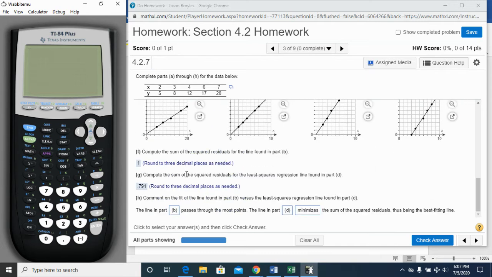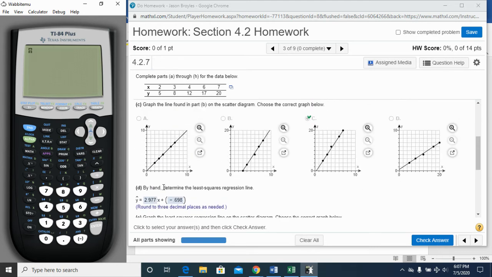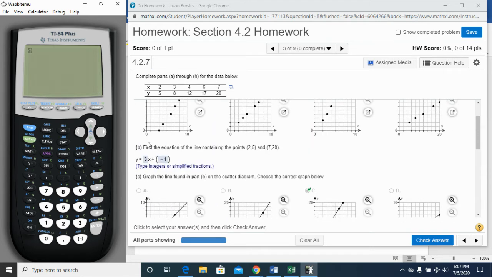So for part F right here, it wants me to calculate the sum of the squared residuals for the line that we found in part B. So that's this one. So again, the observed values are the y values. The predicted values, I'm going to take this equation, this 3x minus 1, and for the x, I'm going to plug in these x values. I'm going to plug in 2, and then 3, and then 4. And I'm going to do it each time, and I'm going to subtract the y value from the answer I get when I plug that number into the line.